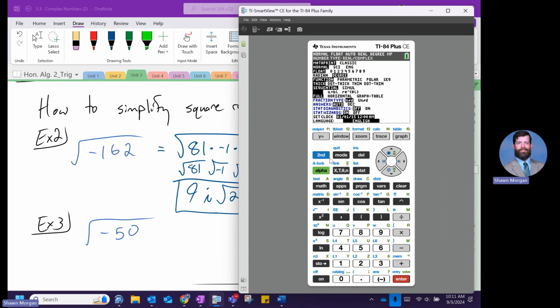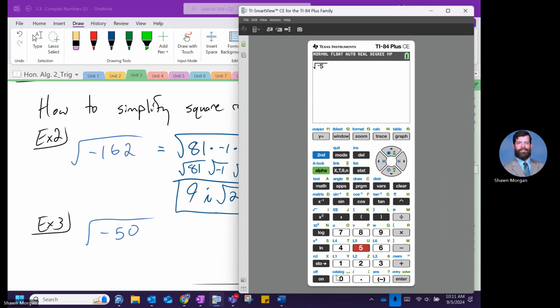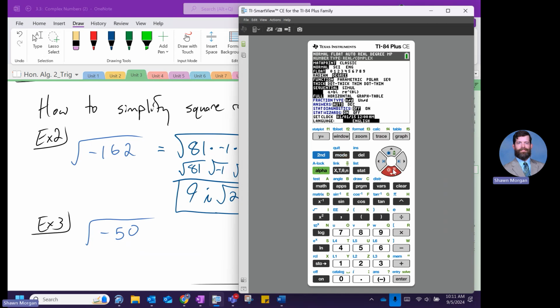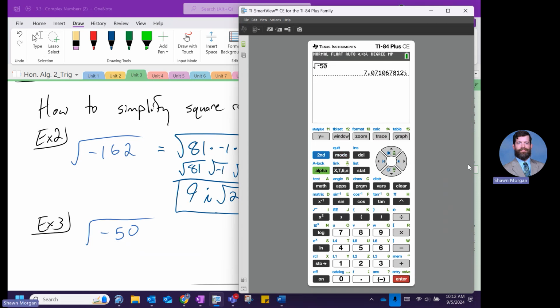So there, I'll put it in real mode. And I'll do the square root of negative 50. And it says non-real answer, womp womp. Okay, but when I change that mode to a plus bi mode, now I hit square root of negative 50 and I get 7.07i. Right, now what's the problem with that? 7.07-ish. That's an approximate value. That's not an exact value. What did you guys tell me the exact value would be?